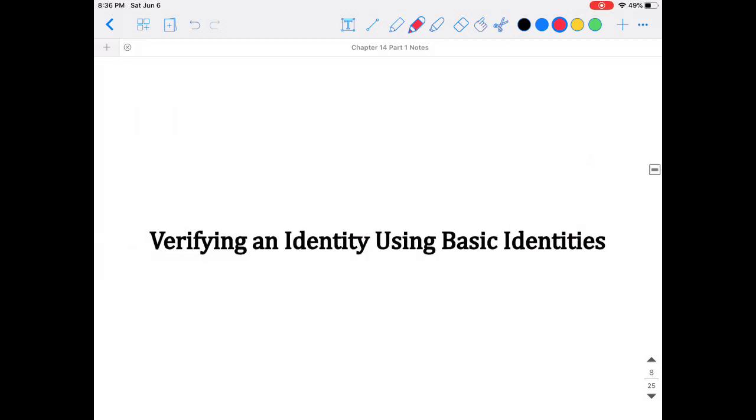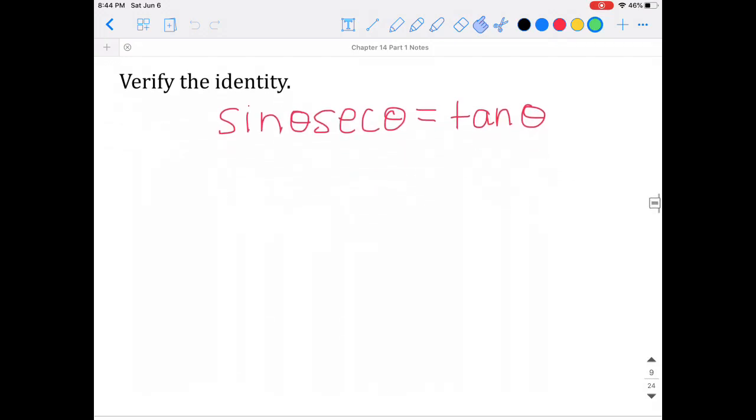So let's try a few examples for verifying an identity using basic identities. Now, our first example: verify the identity. Before we start, we're going to figure out which side we need to simplify. Remember, I said earlier that you want to choose the more complicated side of your equation to simplify. So we have sine of theta times secant of theta equals tangent of theta.